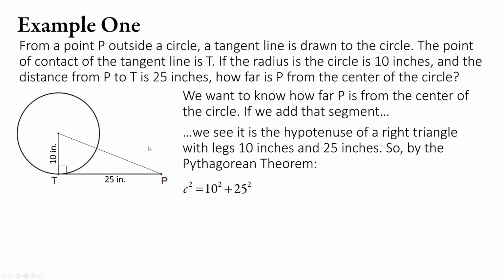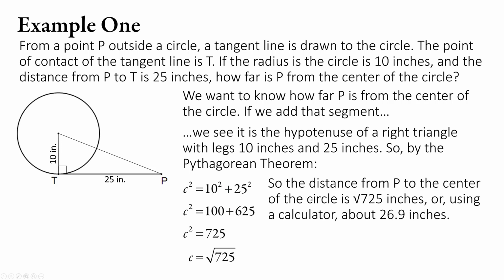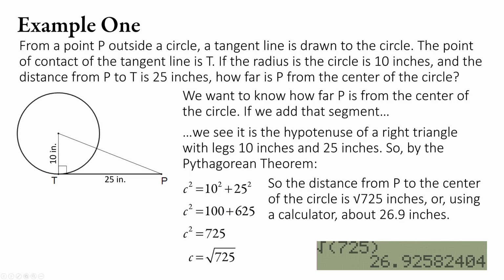C squared, the hypotenuse squared, is 10 squared plus 25 squared. That's 100 plus 625, which gives me C squared is 725. Taking the square root of both sides, C is the square root of 725. So the answer to our question, how far is P to the center of the circle, is the square root of 725 inches, or if we use a calculator, it's around 26.9 inches long.